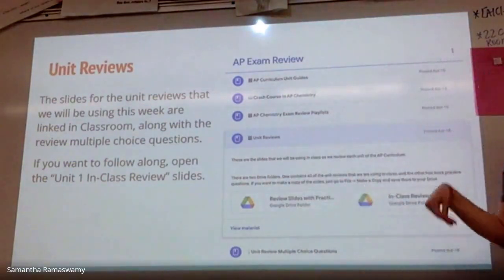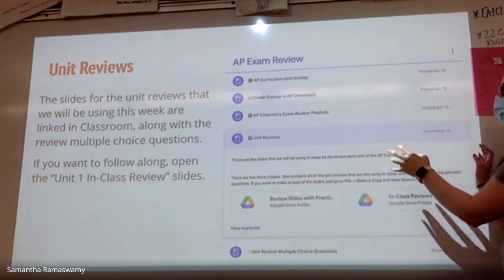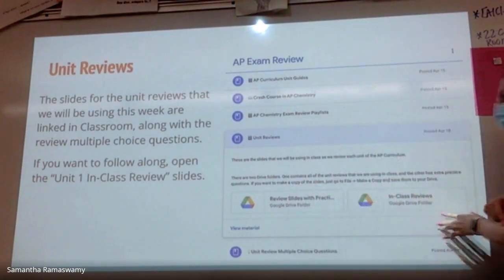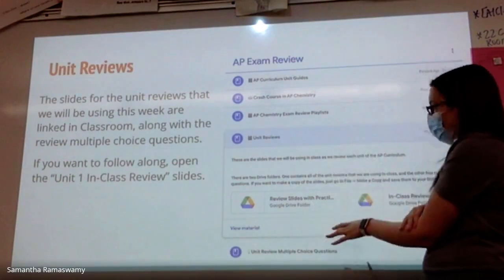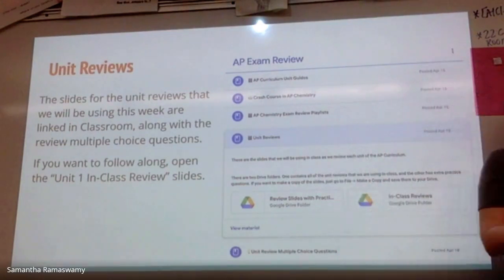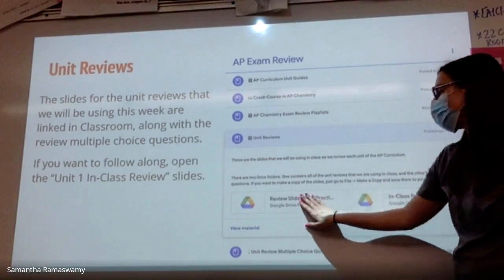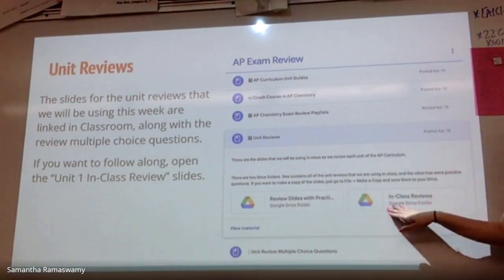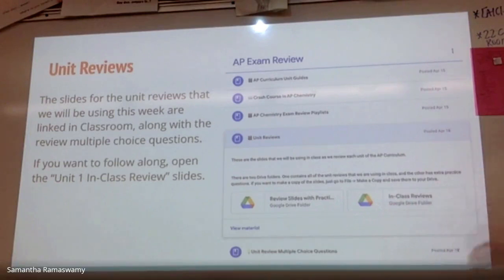If you want to follow along with this material on Classroom, there are 2 drive folders. One is called Review Slides with Practice. That is what we're doing in class, but I've added extra multiple choice questions and extra free response to it, so that's more if you want to do it on your own time. The second Google Drive folder is in-class reviews. Obviously, that's what you want because we are in class doing the review.